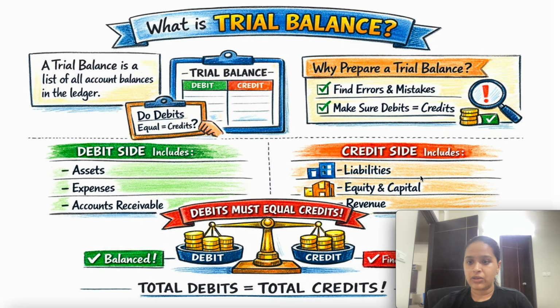So a trial balance has two sides: one is the debit side and the other is the credit side. The trial balance helps us summarize all the account balances in one statement. And a trial balance must always be reconciled. It means the debit side and the credit side of the trial balance must be reconciled with each other.